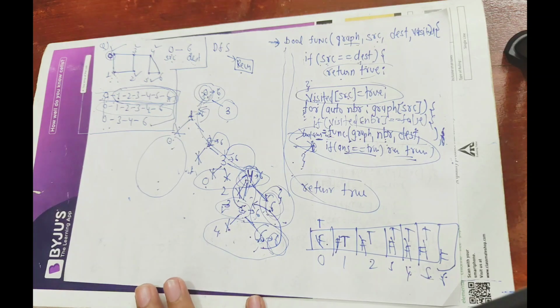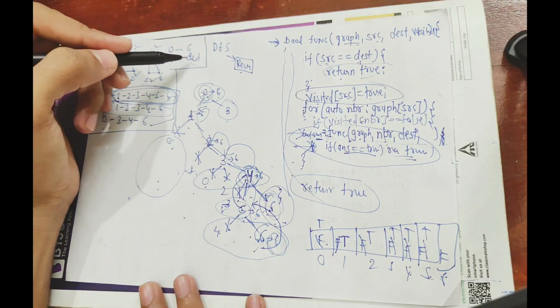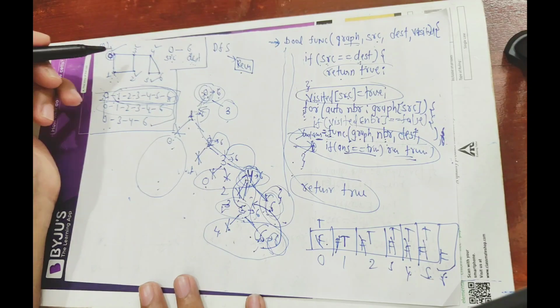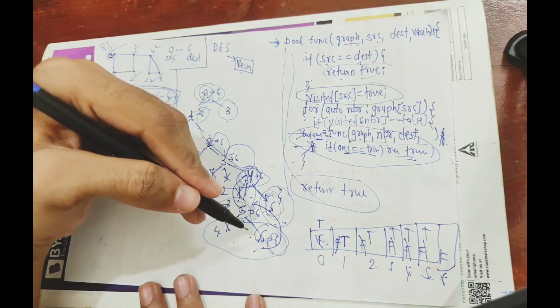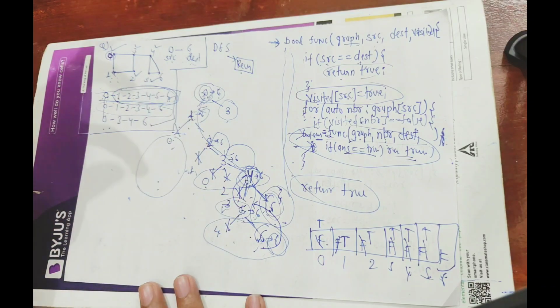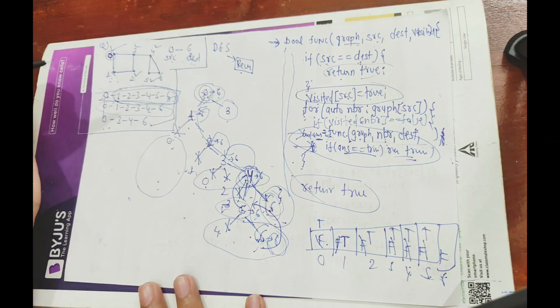Hi everyone, this is part 2. In part 1 we have seen how to check whether there is a path between source and destination. In that video the source is 0 and the destination was 6, and as soon as we reached the destination we saw that yes, we got the path. In that video we don't care about which path we are following. But let's say somebody told you how many paths there are and how they look.